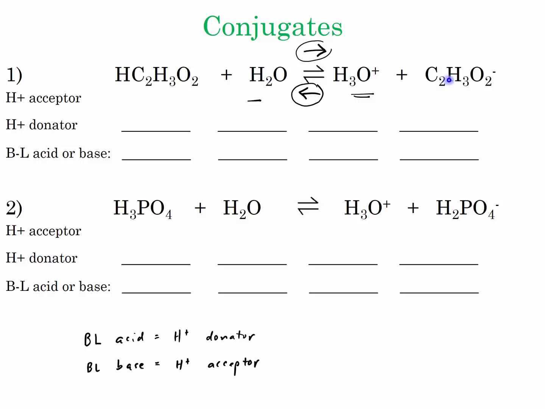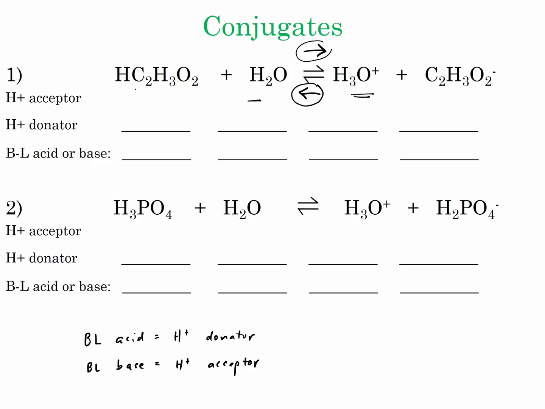If we look at it going right to left, we see that the acetate ion accepted a proton, and who did it accept it from? It got it from the hydronium ion. So when we look at this reaction going from right to left, this became the base, and this was the acid, the hydronium ion. So let's fill in those results and write them on the lines here.